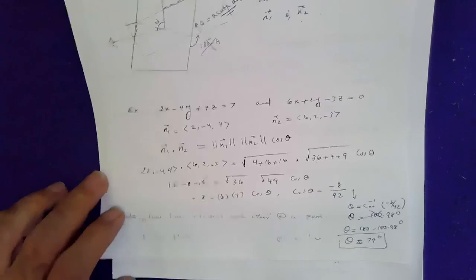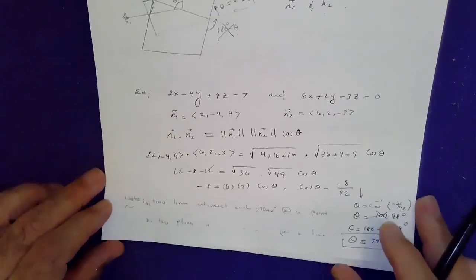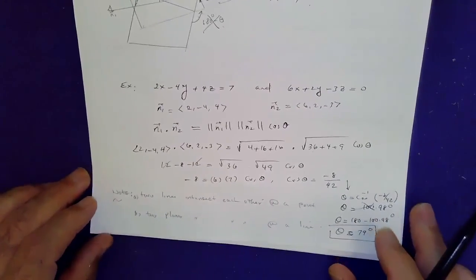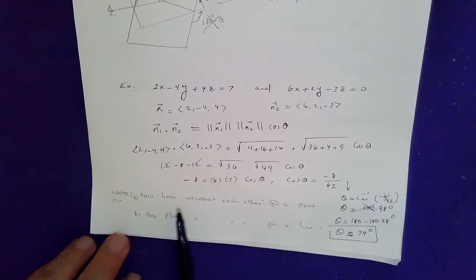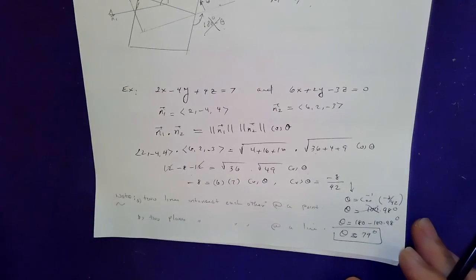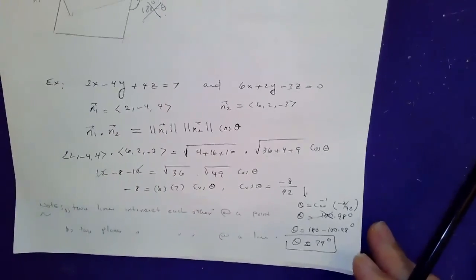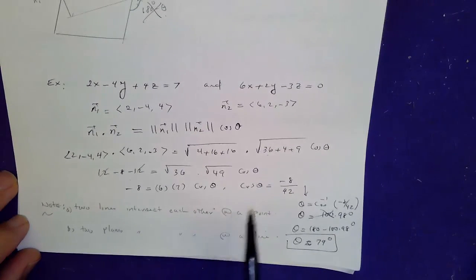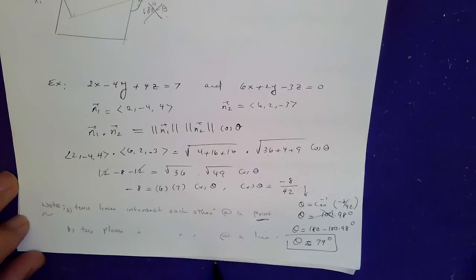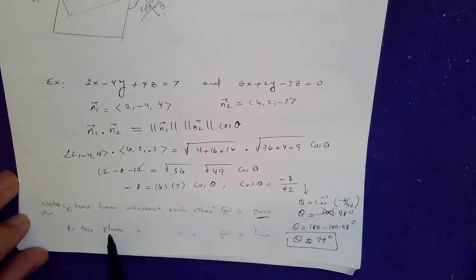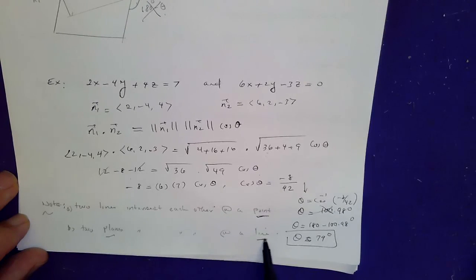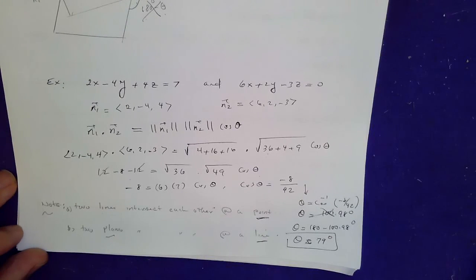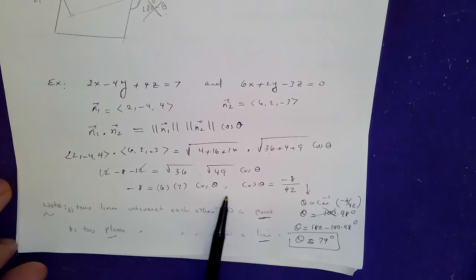A couple of comments before we hit the last portion of this section. Two lines intersect each other at a point, if they do intersect, and two planes intersect each other at a line, if they do intersect. Thank you.